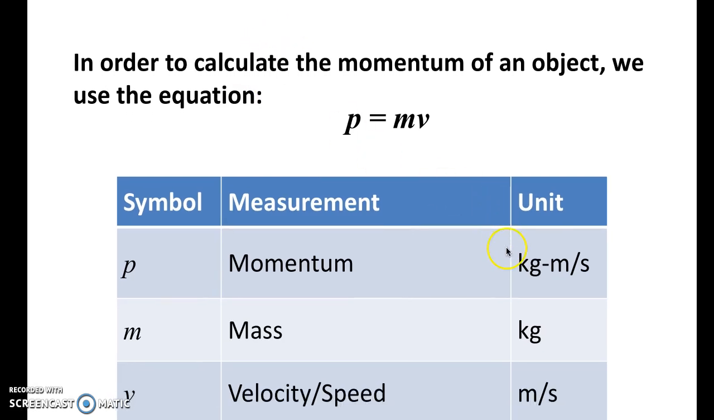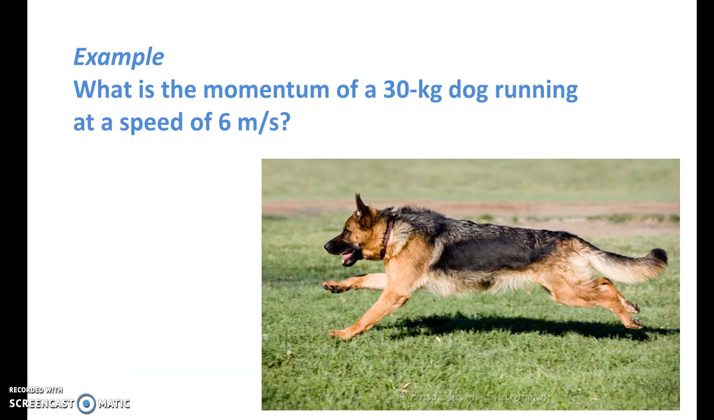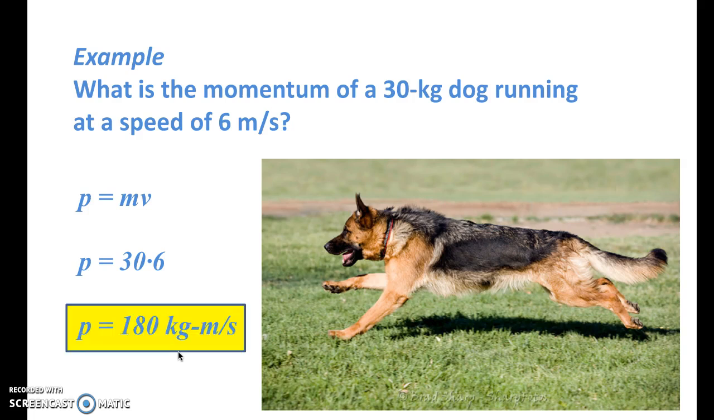Okay, our unit for momentum is kilogram meters per second, and we use the letter P as a symbol for momentum, and we calculate it just by multiplying the mass and the velocity of an object. So here's an example. We have a dog. It's got a mass of 30 kilograms. It's running at a speed of 6 meters per second. So go ahead and in your notes calculate the momentum of the dog. You should have found that the dog has a momentum, if you multiply 30 times 6, of 180 kilogram meters per second.